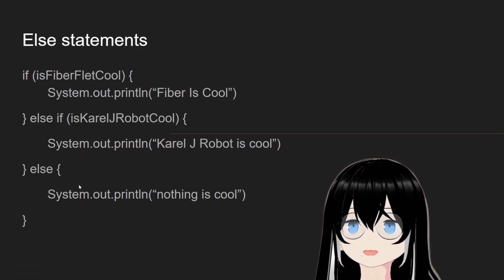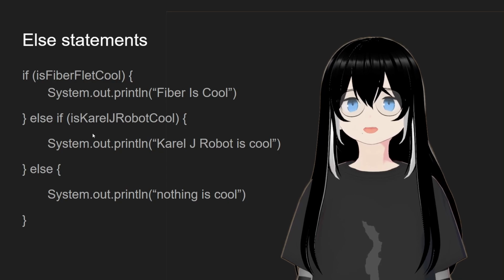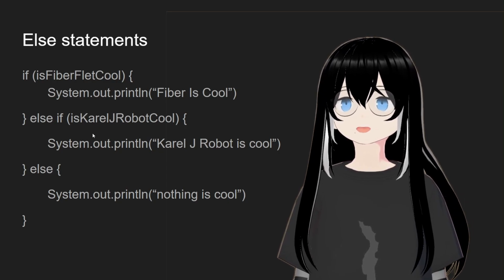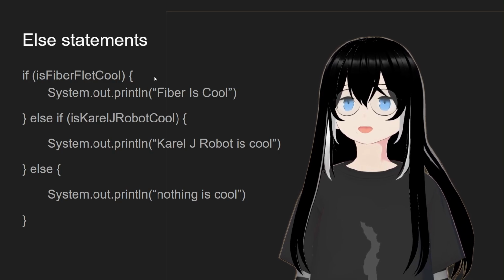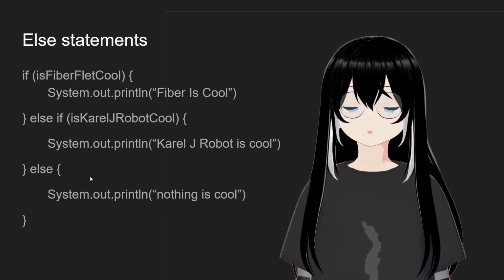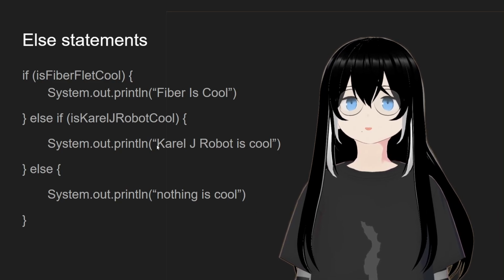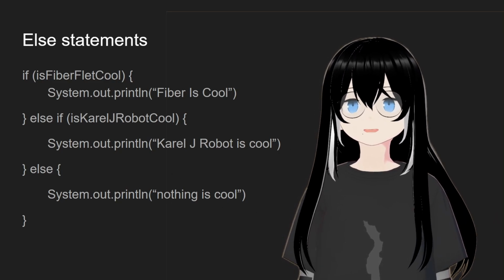So basically it goes down the line. This is very good if you don't want multiple things happening with like a variable that you might edit through an if statement. You want to lock it out with else ifs. Basically only one of these things can happen in this hierarchy here. It can either print out FiberFlet is cool, Karel J Robot is cool, or nothing is cool. And it will never print out like 2 of these messages at once. And that's kind of like what else statements are used for.